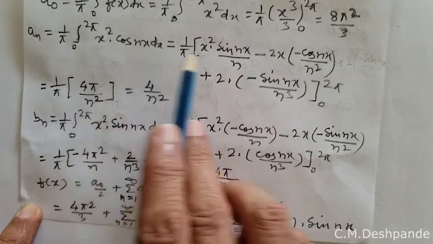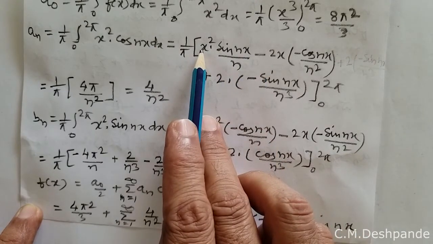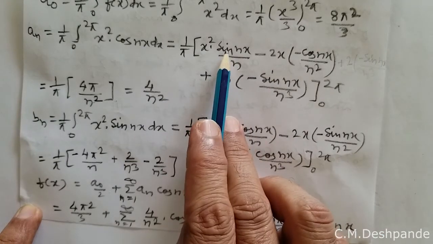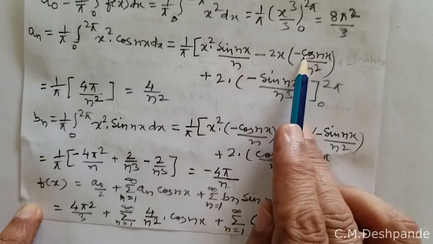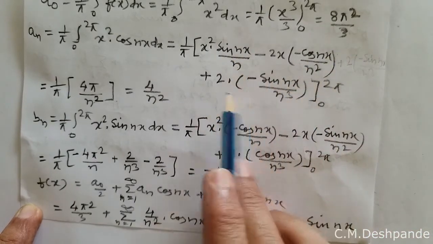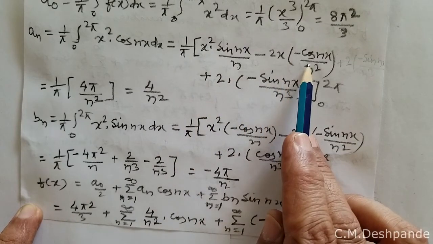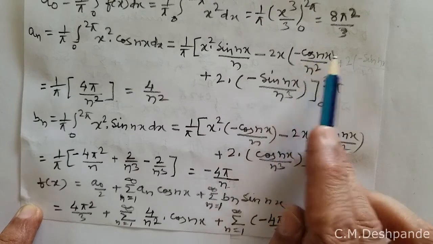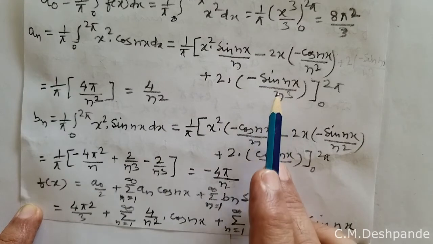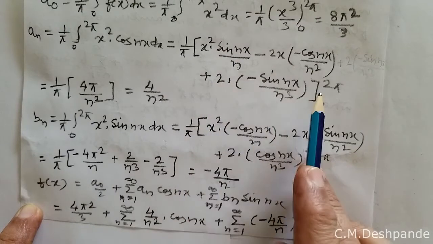Integration of cos of nx is sine of nx upon n, minus differentiate the first function. The derivative of x square is 2x, and again integrate the second function. Integration of sine of nx upon n is minus cos of nx upon n square, divided by the coefficient of x, plus again differentiate the first function, which is 2, and integrate the second function again. Integration of minus cos of nx upon n square is minus sine of nx upon n cube, and this is the last term of integration by parts because the derivative of 2 will be 0 in the next step.